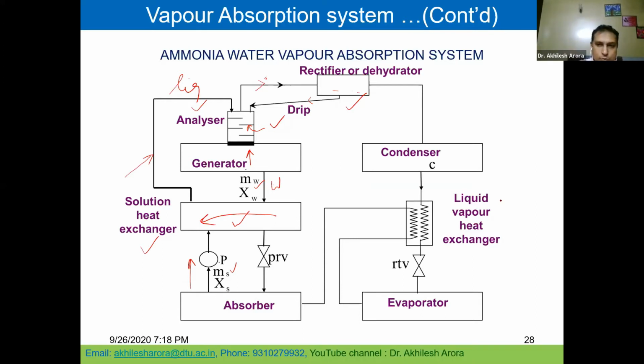Simultaneously, we also have used a liquid vapor heat exchanger in the condenser and the evaporator section, because of which we can subcool the refrigerant before it goes into the evaporator. That will also increase the COP of the system. Okay, this was about the practical vapor absorption system.